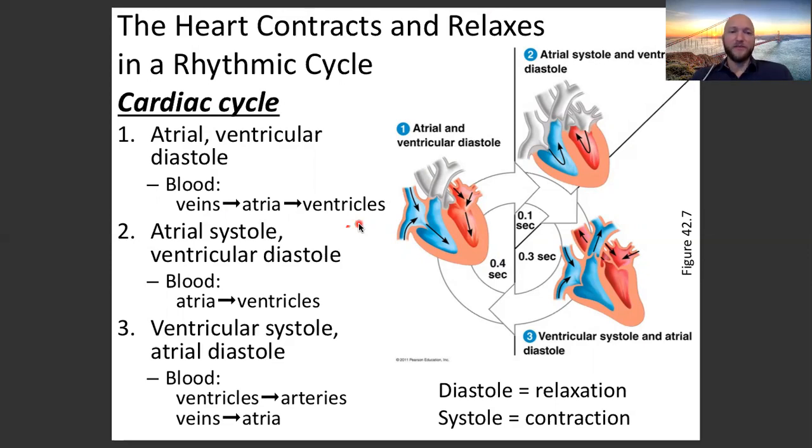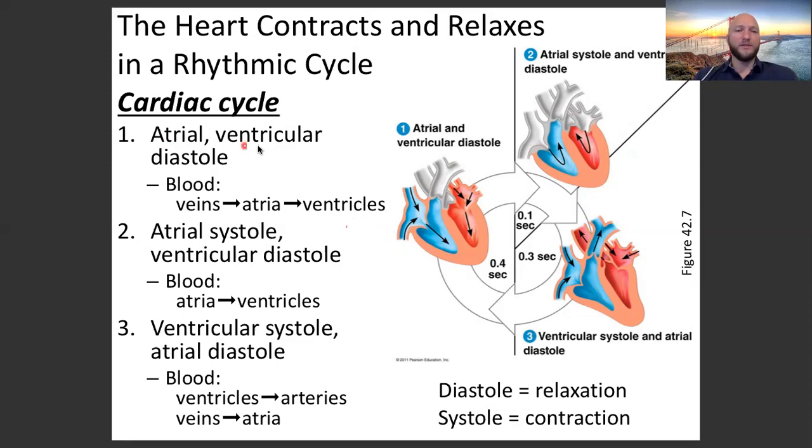If pressure is ever set up so that blood will flow in the direction we want it to flow, the valves are going to be open. If pressure is ever set up across the valve so that blood is going to flow not in the direction we want it to flow, that valve is going to close to prevent it. Valves prevent backwards flow of blood. They ensure one-way flow of blood.